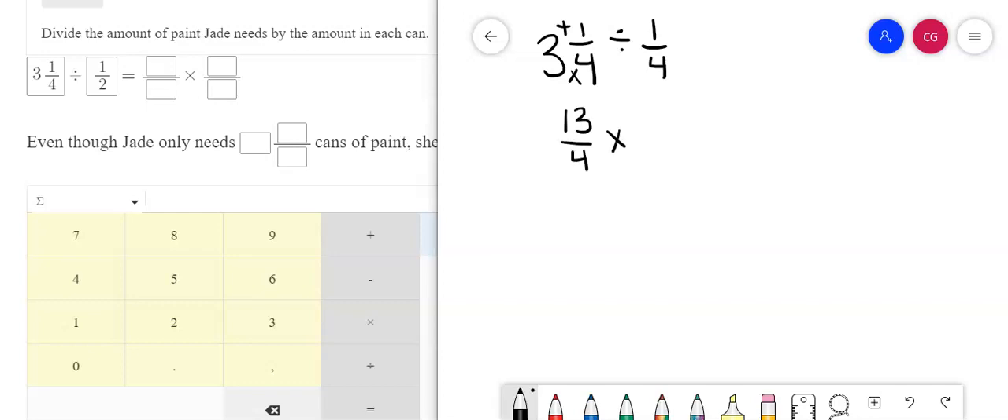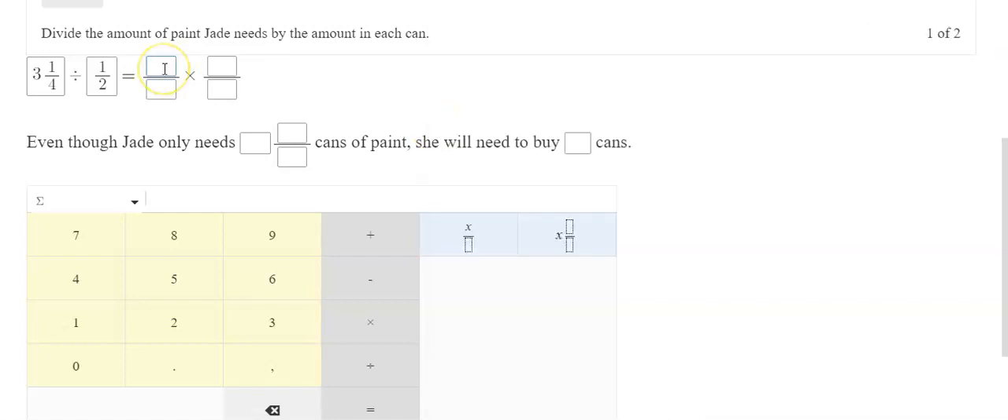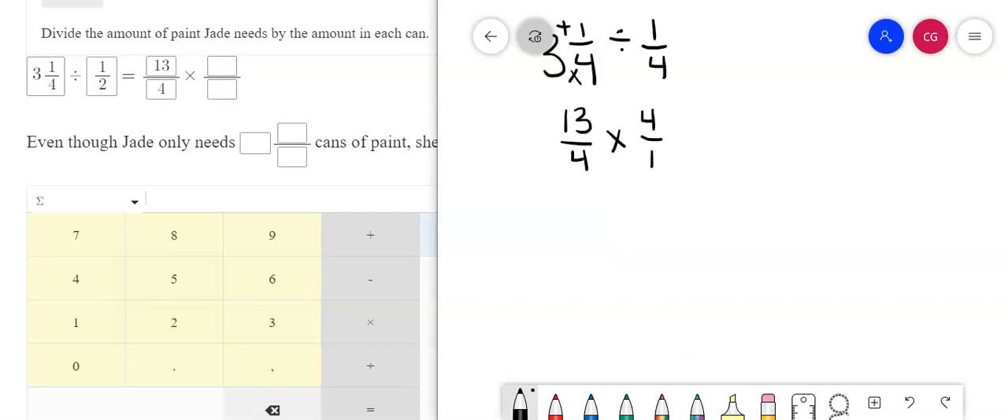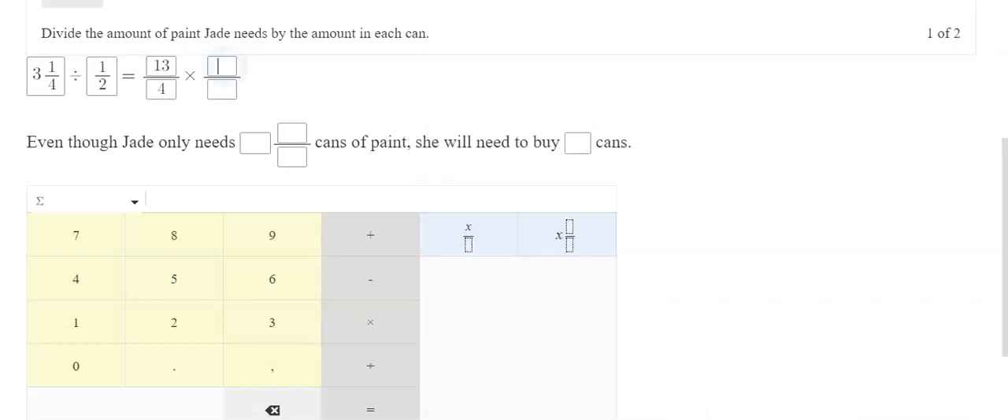Division changes to multiplication. We flip the second number. So this is going to change into 13 over 4 right here. I'm sorry, this is not a 4 here, and this is a half. You guys probably thought I was going crazy. And then we get 2 over 1 here. Okay, so even though she only needs blank cans of paint, she'll need to buy blank cans.